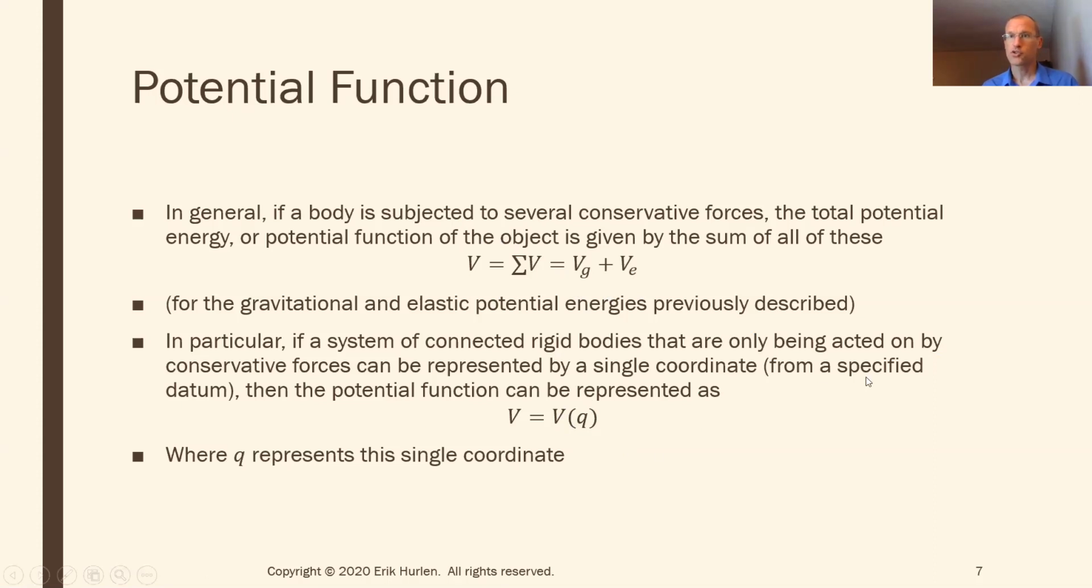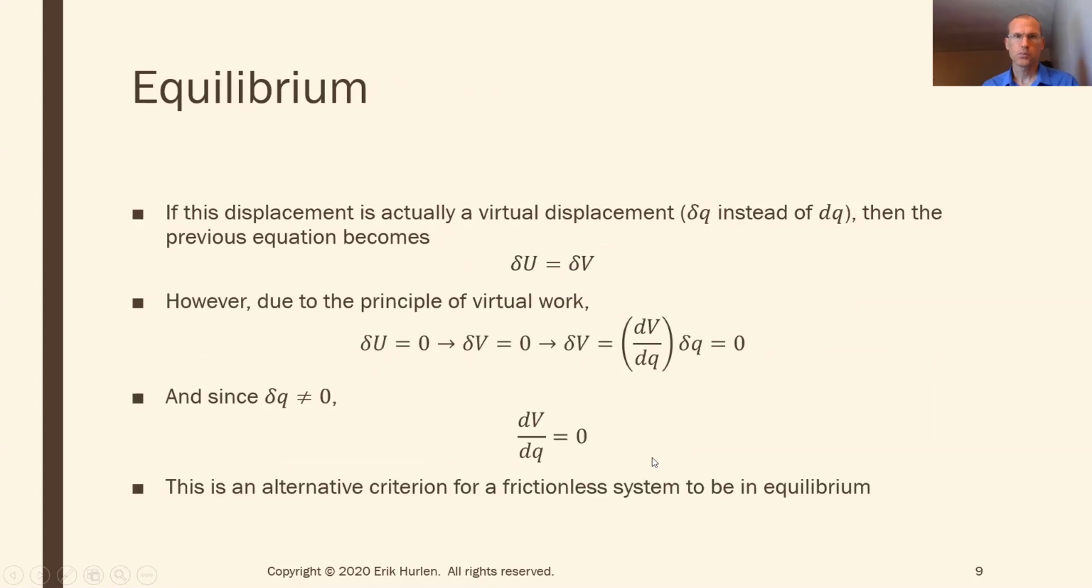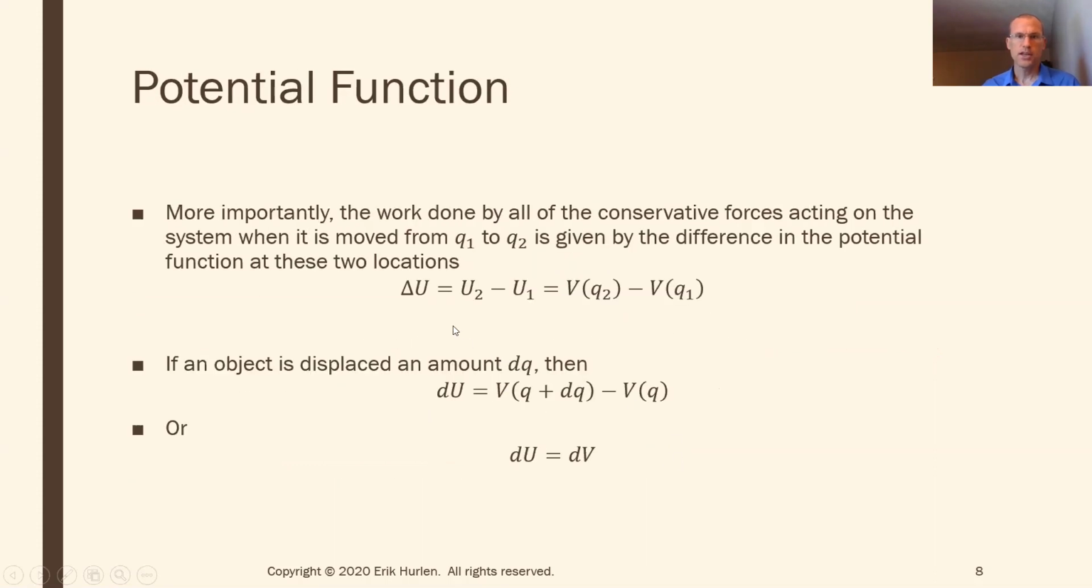So set up some arbitrary origin or datum, and then everything's measured with respect to that, whether it's horizontally, vertically, at an angle, or as an angle. And then in terms of the work being done, that's just the final state minus the initial state, or V at my final position minus V at my initial position, so change in potential energy essentially. So total work done is just the difference between the two potential energies at the two different positions.